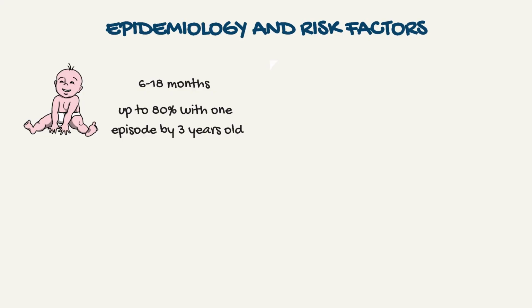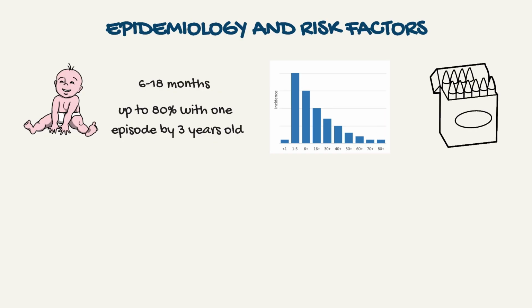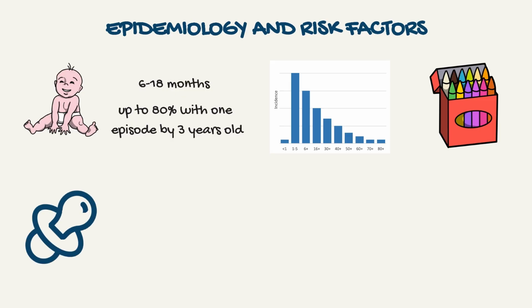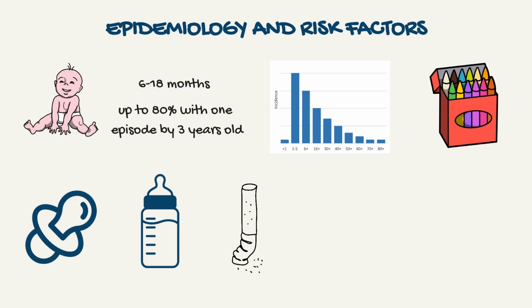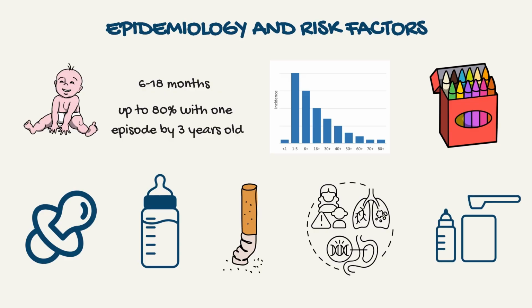The key risk factors include age. This is the biggest one, due to anatomy, which we'll get to in a second. Daycare or nursery attendance. This causes children to be exposed to a wider range of viral upper respiratory tract infections. Dummy or pacifier use. Supine bottle feeding. Passive smoking, which can impair mucociliary function. Underlying conditions such as immunodeficiency, gastroesophageal reflux disease, or craniofacial abnormalities such as cleft palate, and finally, formula feeding, as breastfeeding is known to be protective.